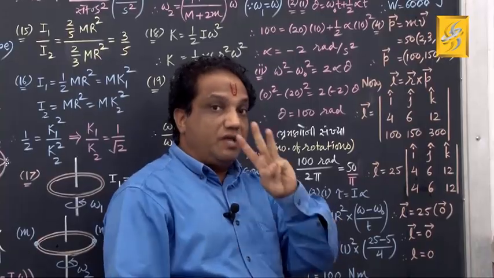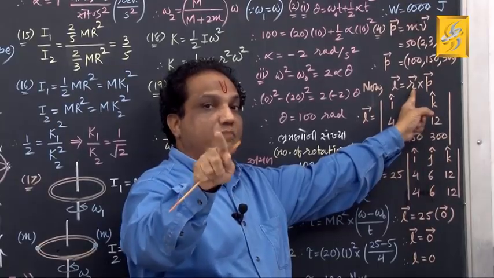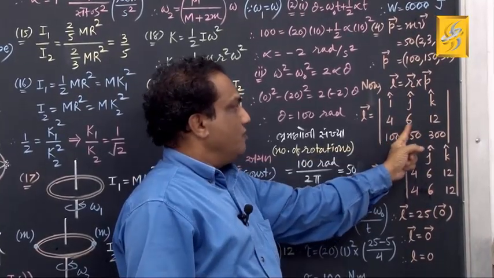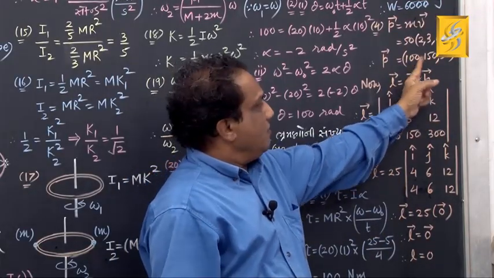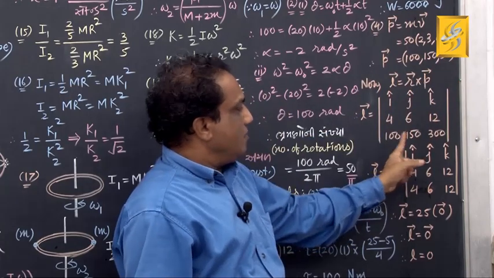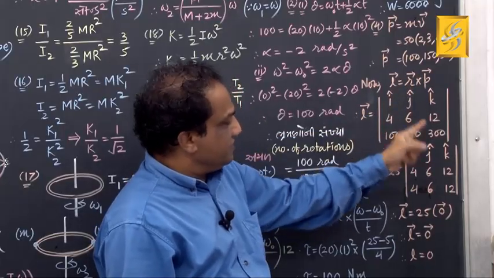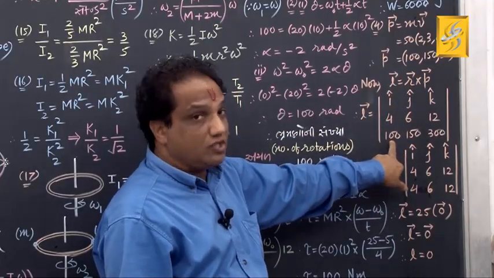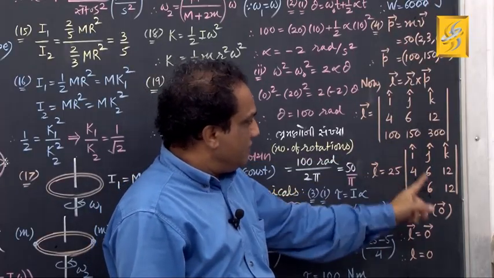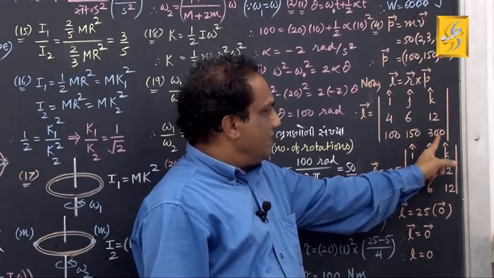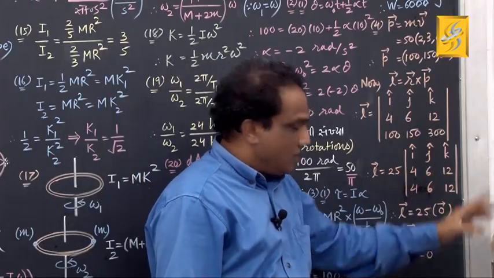Then I am supposed to write the 3 mutually perpendicular components of the first vector, the position vector, in this order, and the 3 components of the second vector. They have given in the statement 4, 6, 12. What about vector p? Its 3 components we have found out: 100, 150, 300. Before simplifying this, you can take 25 common from the third row. 100 upon 25 is 4, 150 upon 25 is 6, 300 upon 25 is 12. Now you can see the second row and third row are the same.